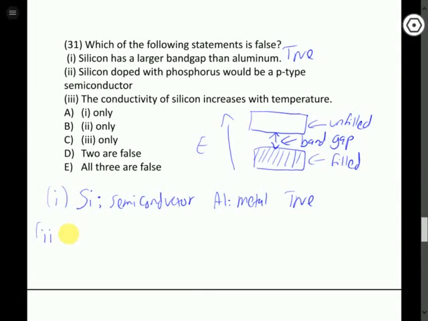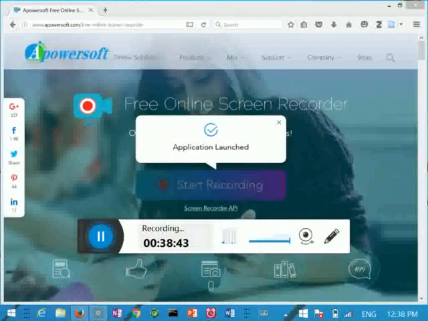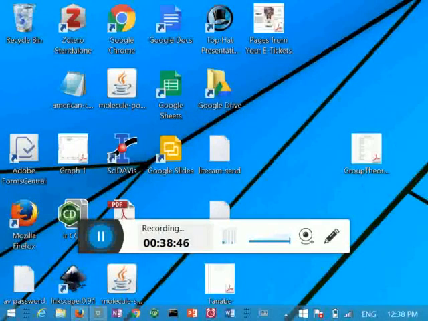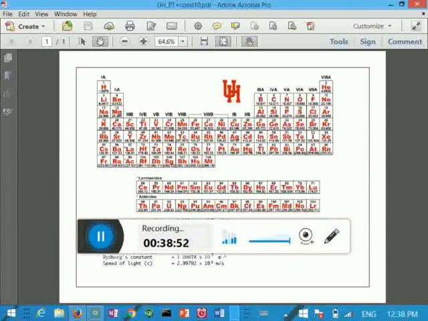Number two here, silicon doped with phosphorus would be a p-type semiconductor. So remember, for semiconductors, there's two types of doping we can do. One of them is going to be p-type, one of them is going to be n-type. So you have to know the difference between them. For a p-type semiconductor, we're going to be putting in an element that has fewer valence electrons. So if we go to the periodic table, which I'll have to pull up here, silicon is over here in group 4, so it has 4 valence electrons. And we're doping it with phosphorus, which is in group 5, so it has 5 valence electrons.